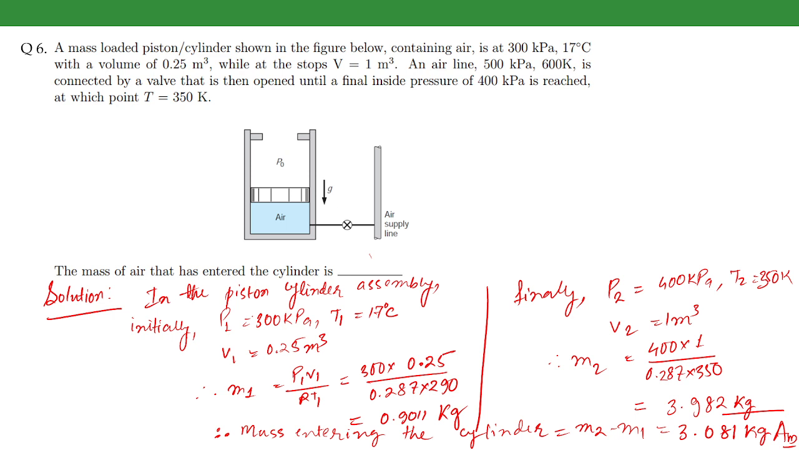So after the piston reaches the stop, another process will start, a constant volume process, in which the pressure will increase from 300 kilopascal to 400 kilopascal. So initially the pressure remains fixed at 300 kilopascal and the volume increases from 0.25 meter cube to 1 meter cube. After that the volume remains constant at 1 meter cube, and the pressure increases from 300 kilopascal to 400 kilopascal.